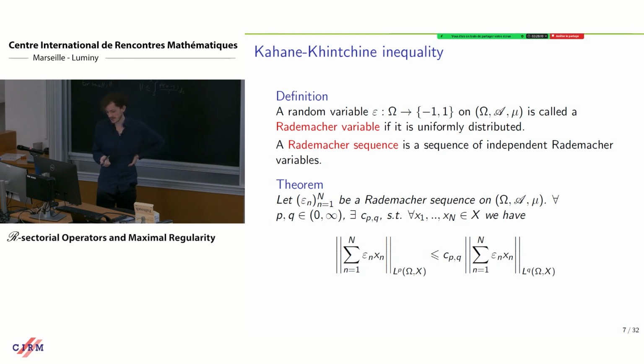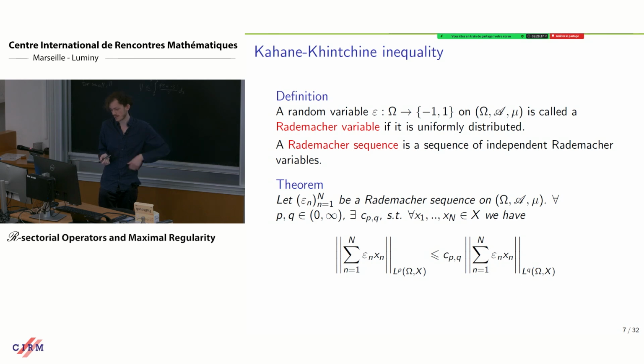This is the Kahane-Khinchin inequality, which was done first by Khinchin for the scalar-valued case, and then by Kahane for the generalization to Banach spaces. Notice that the difference is the L^p-L^q estimate.